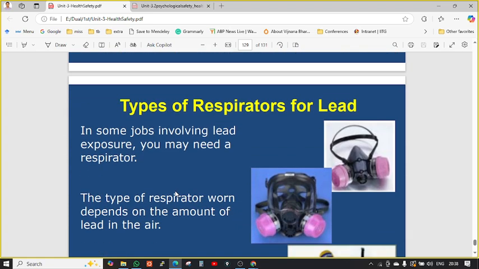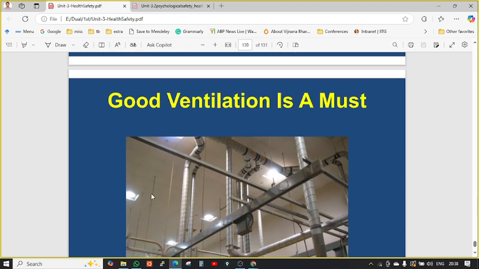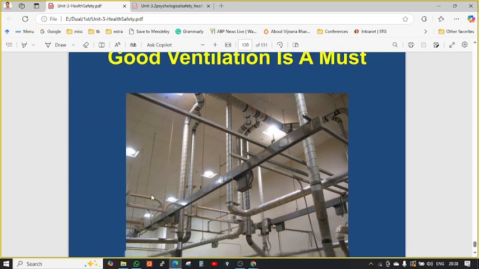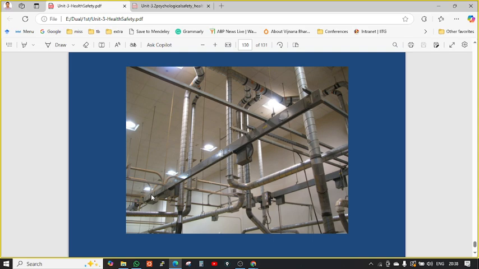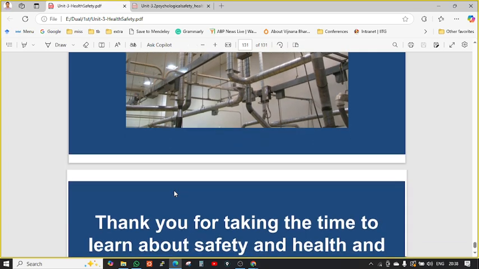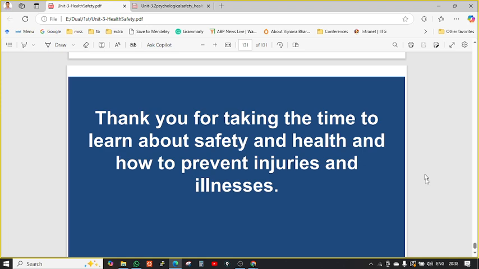Then, for the different types of respirators, you should not go to this. Then use good ventilation. Proper ventilation is used in a closed room to avoid all kinds of contamination. So ventilation is very much necessary. So this is all about the physical hazards, the chemical hazards, and biological hazards, the three kinds of hazards and how you can handle all these things.